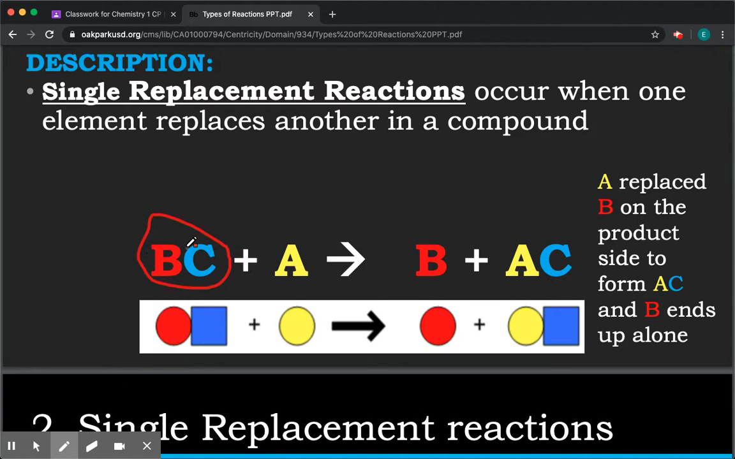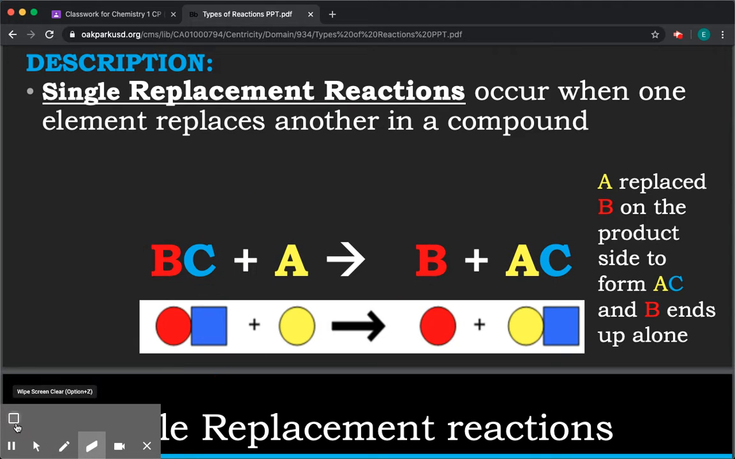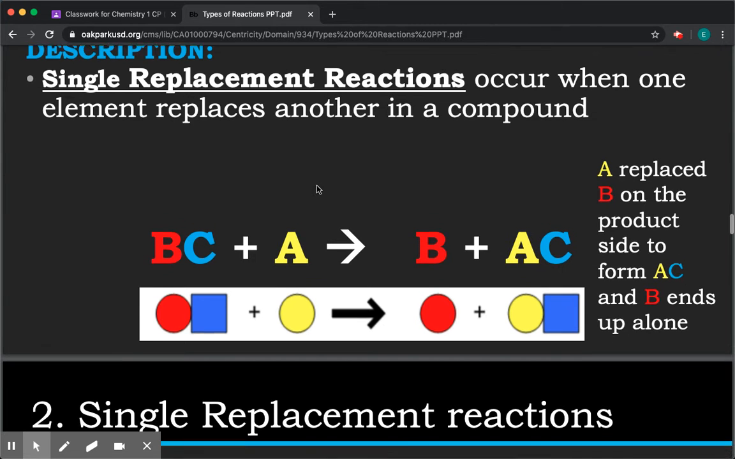B is attached chemically to C, and then you have A. For some reason, C likes A more than it does B. And so what happens is B gets kicked out, and now B is by itself, and now you end up getting AC. Okay? So for some chemical reasons, C likes A better, so then B gets kicked out, and then you have A attached to C now instead of the B. And you call this single replacement. Okay?